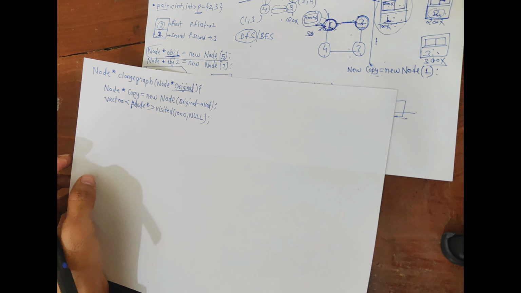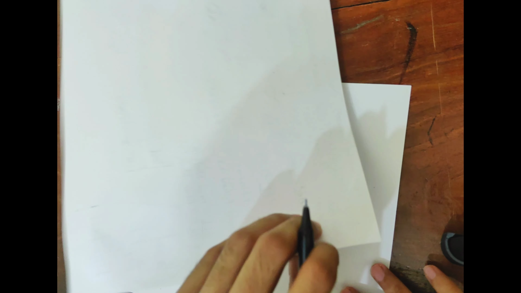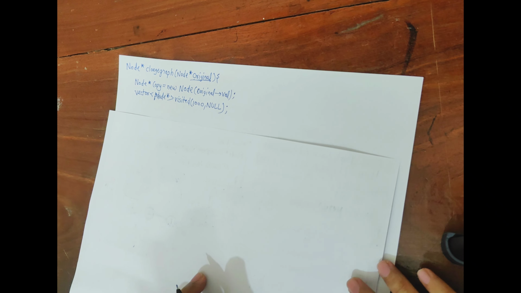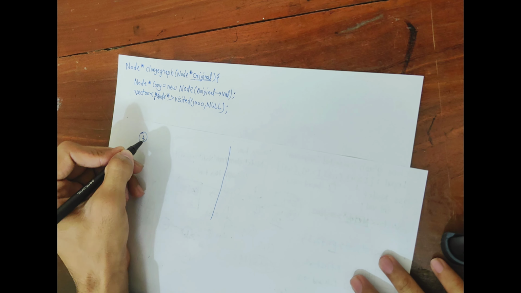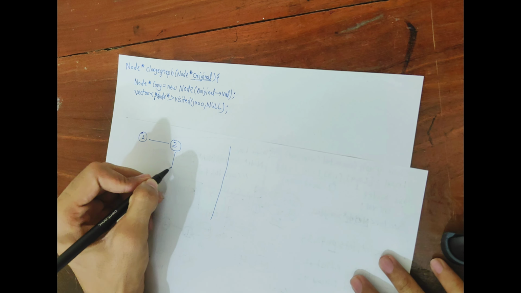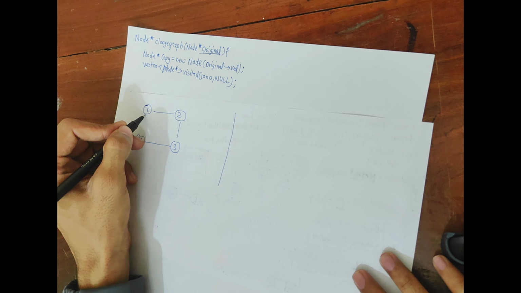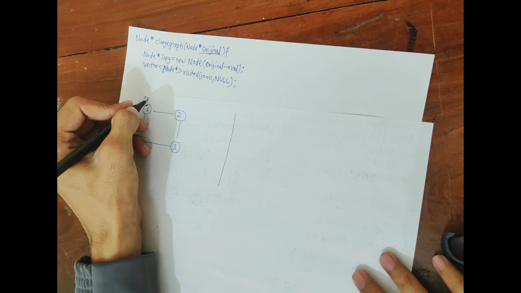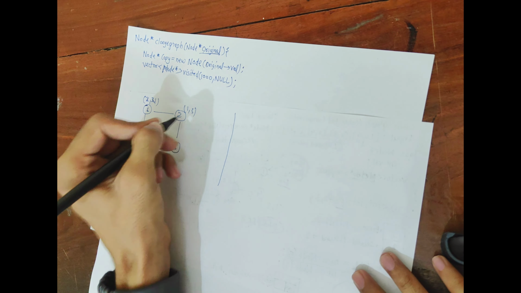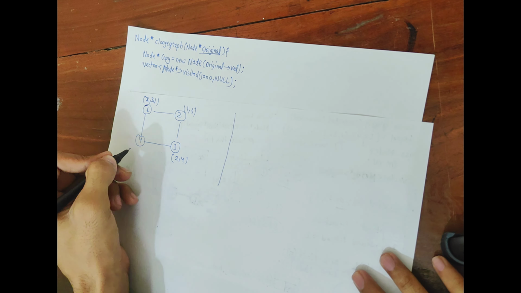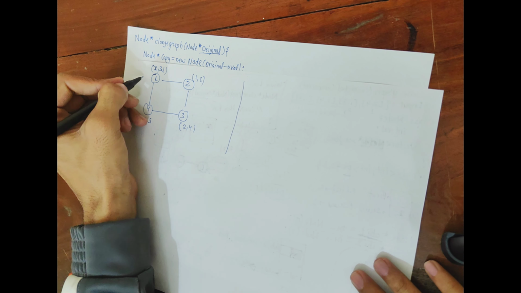Now first of all I need to dry run it, then I will write the code, and it will be easier for you to understand. So let's say 1, 2, 3 and 4. 1's neighbors are 2 and 4, 2's neighbors are 1 and 3, 3's neighbors are 2 and 4, 4's neighbors are 1 and 3. Right, this is the original.